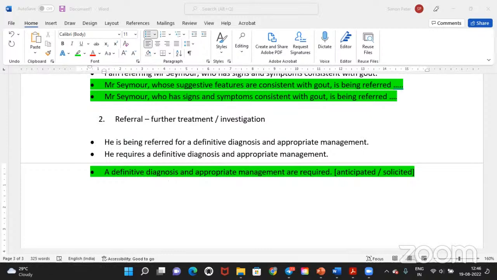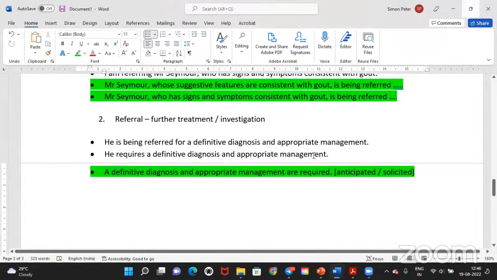A definitive diagnosis and appropriate management are anticipated or solicited. There are many other words. Don't think these are the only words. Some other time I'll give you some other words. We don't need to mess up with too many words now. So this is how you can develop your introduction into two sentences, or club them into one sentence, your wish.